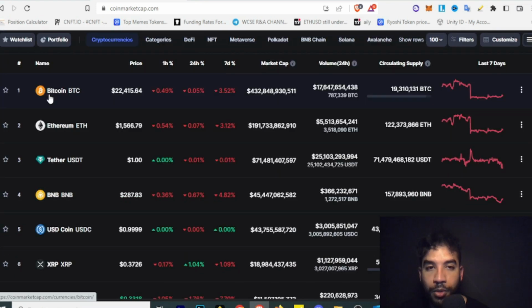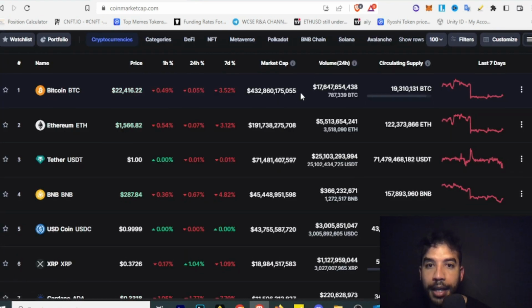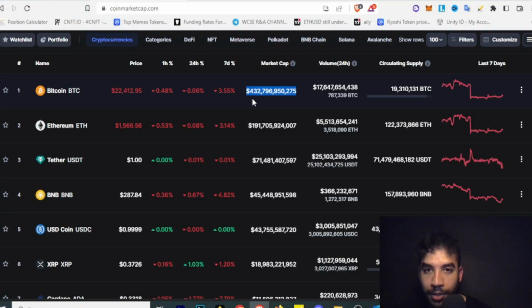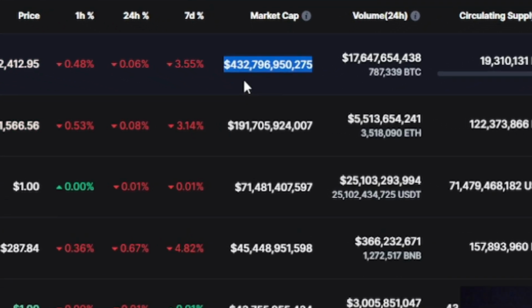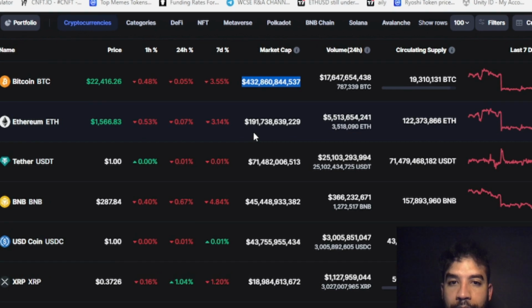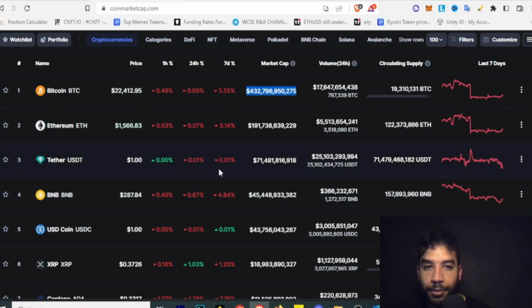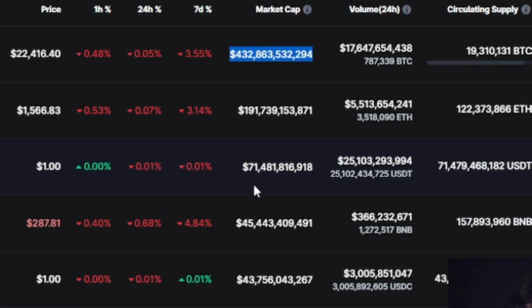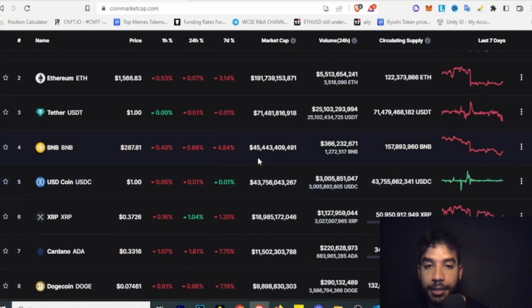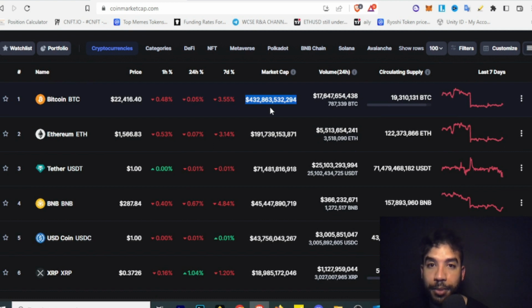It shows you cryptocurrencies ranking by their market cap. And market cap is here. As you can see now, Bitcoin market cap is around 432 billion. And Ethereum is around 190 billion, Tether, which is stablecoin USDT, 71 billion, BNB Binance Coin, 45 billion, and it keeps going. The higher the market cap, the higher the ranking of a cryptocurrency coin.